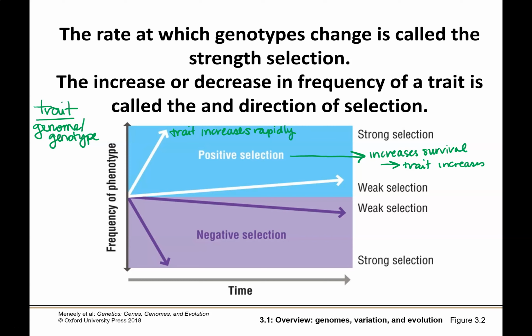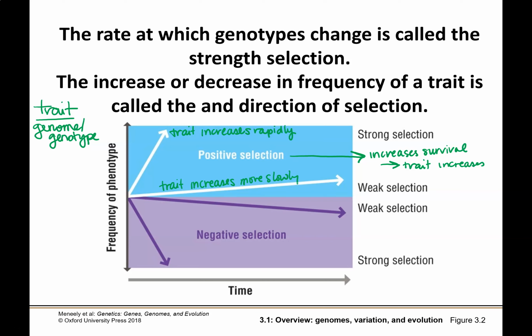Now let's say that we have a better chance of survival with a particular trait, but it's just a slight advantage. That just means that the trait won't increase as rapidly. So the trait increases in the population more slowly.